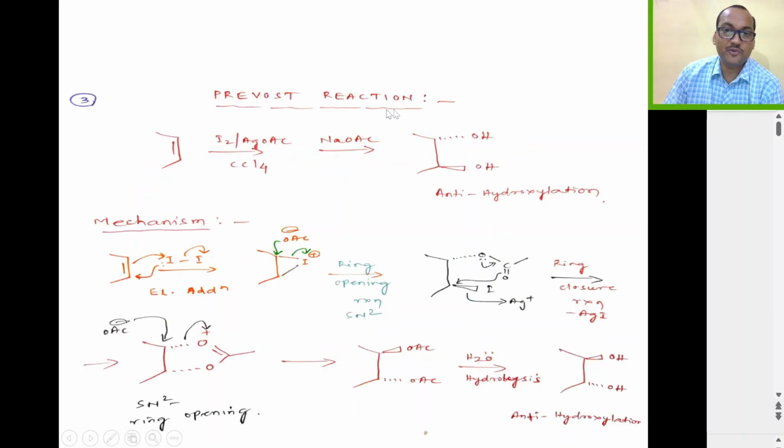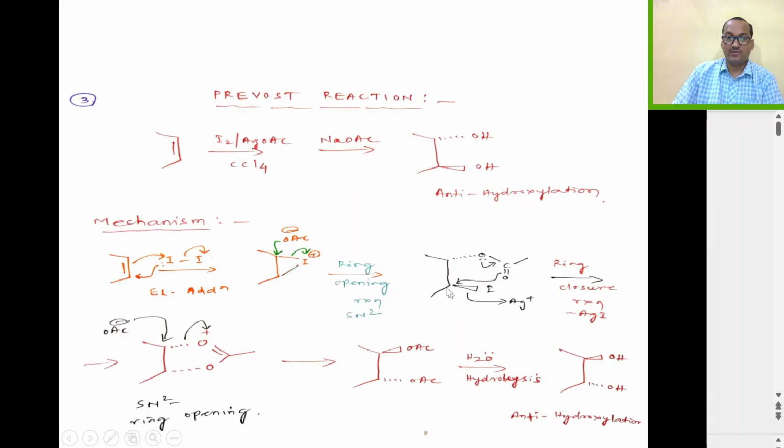The next reaction is the Prevost reaction. So alkene reacts with iodine and silver acetate in presence of carbon tetrachloride and sodium acetate. So you will end up with anti-hydroxylation. Here the alkene undergoes electrophilic addition with iodine. So the pi bond will attack this iodine, and this I-I bond will break on this I, so it gives I minus. So you end up with this iodonium ion, and in the reaction medium we have OAc minus ion. The OAc minus ion will attack this carbon center, and this C-I bond will break on this I plus.